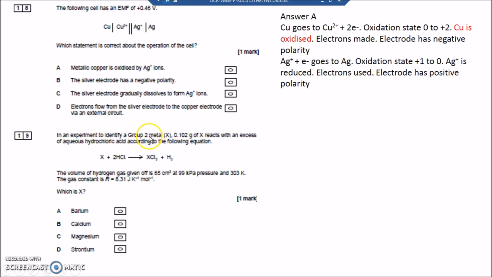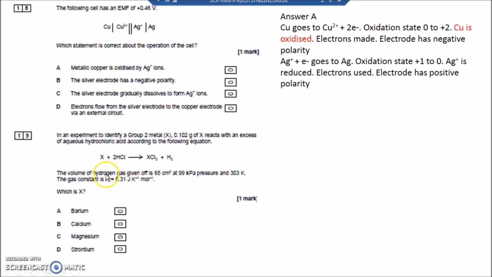In an experiment, a group 2 metal, 0.102 grams of X, reacts with an excess of aqueous hydrochloric acid according to this equation. The volume of hydrogen gas given off is 65 centimetre cubed. I've got kilopascal pressure, temperature in Kelvin. I've got a gas constant.